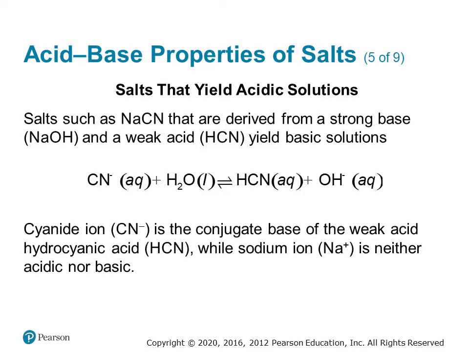Let's consider another possibility, weakly basic salts. For instance, a salt like sodium cyanide contains sodium ions, which as we saw previously won't affect the pH. So how about the cyanide ions? The conjugate acid of cyanide is hydrocyanic acid, HCN. Since this is a weak acid, we know that cyanide ions, being the corresponding conjugate base, are weakly basic themselves. Since the sodium ions don't cause an effect on the pH and the cyanide ions are weakly basic, the overall effect is that a solution of sodium cyanide will be weakly basic.